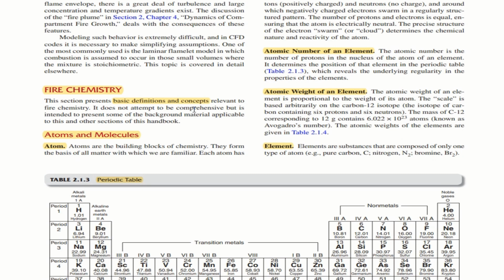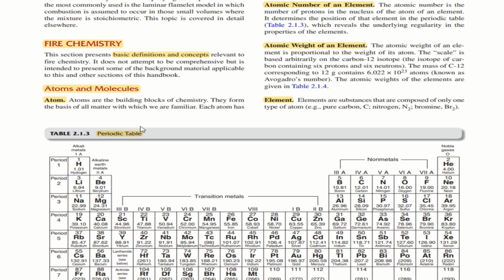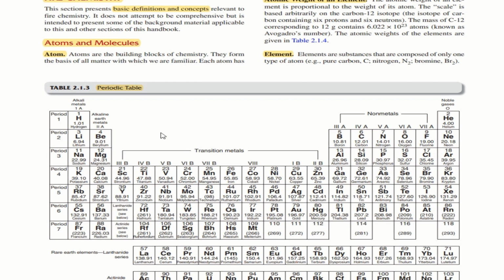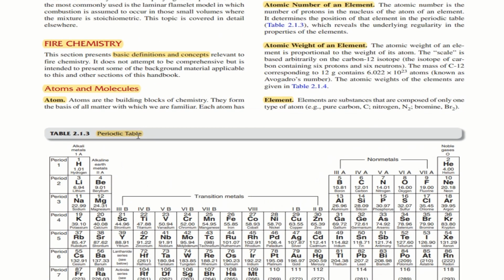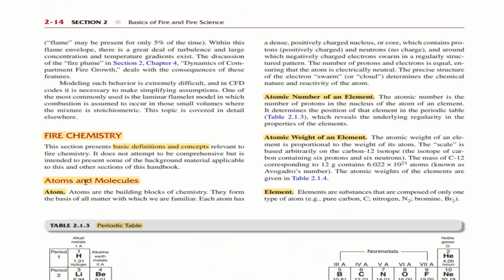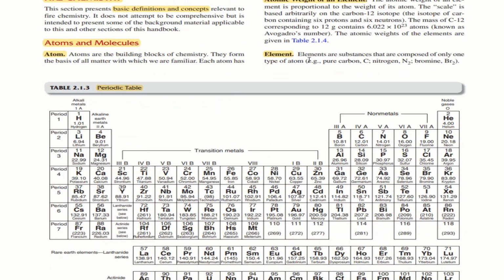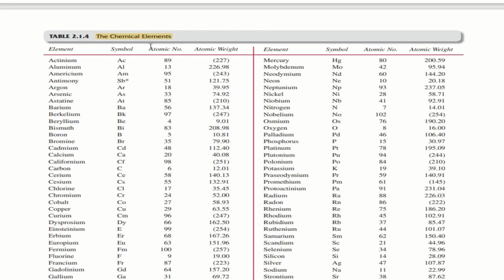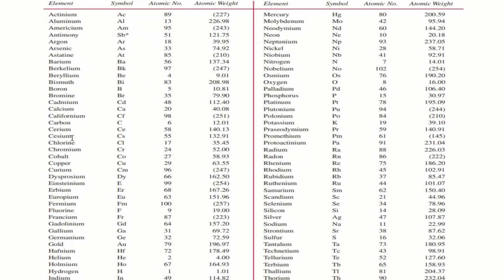This is also an important topic, the periodic table. This also we learned in our childhood, the periodic table. They might ask related to the periodic table one question, and you have the definitions of atoms, atomic number of an element, atomic weight of an element, elements, what it is called, and also the chemical element. This is also an important table. They might ask the symbol for cesium, for example Cs, and the atomic number 55, atomic weight 132.91.